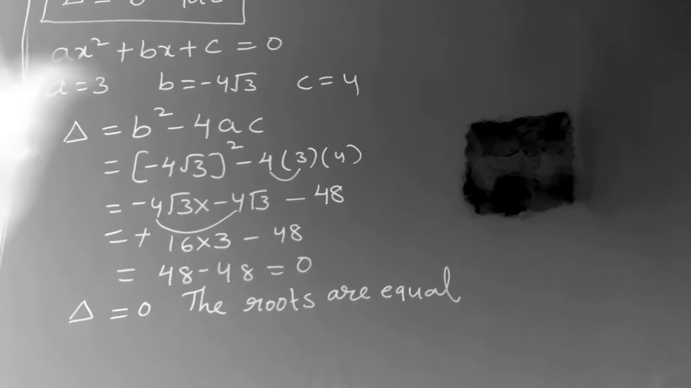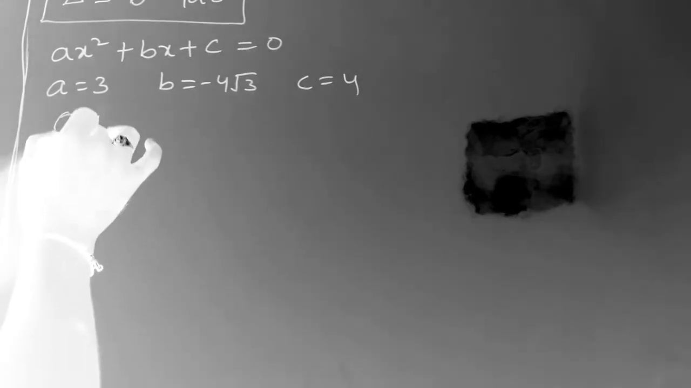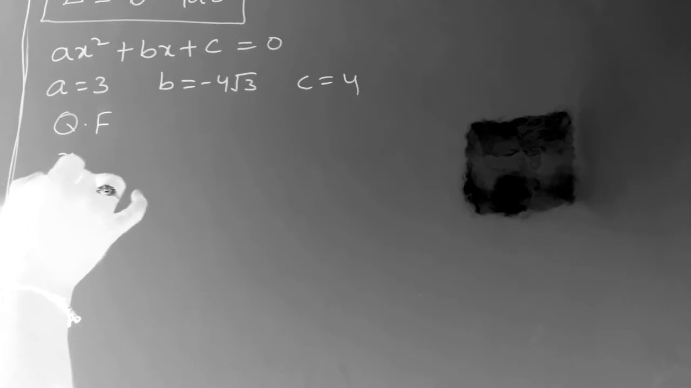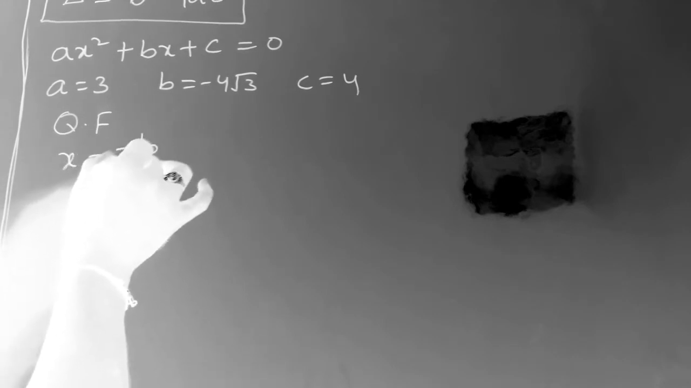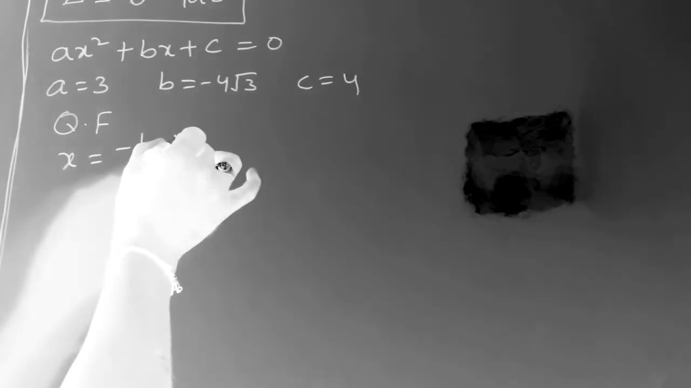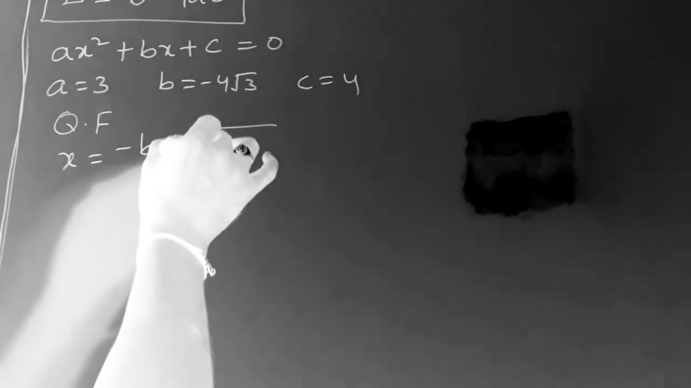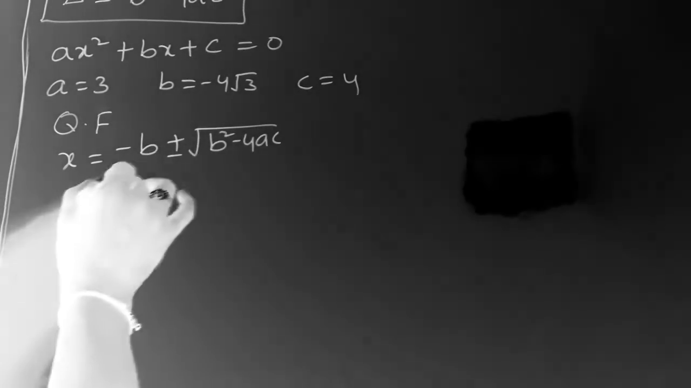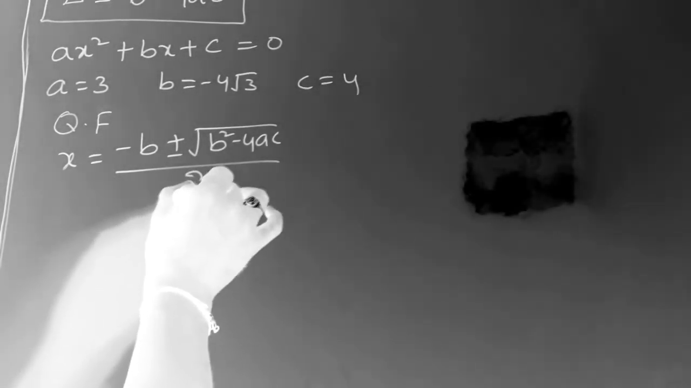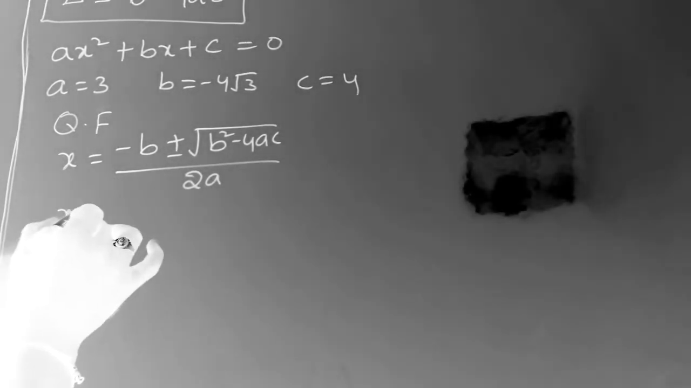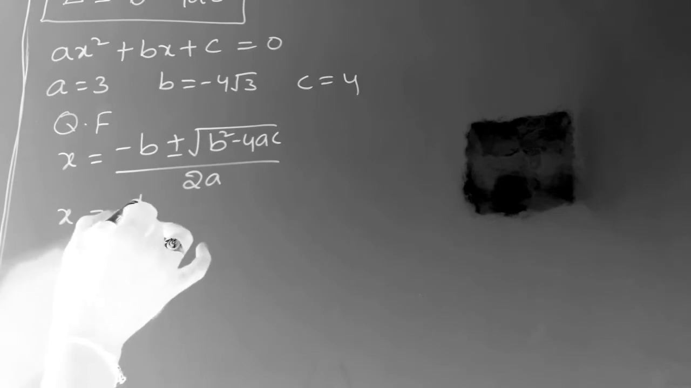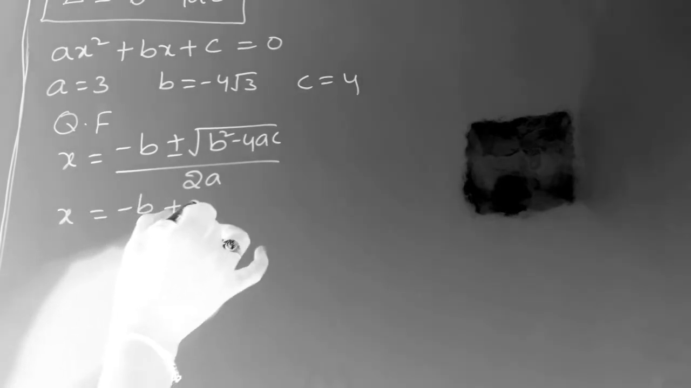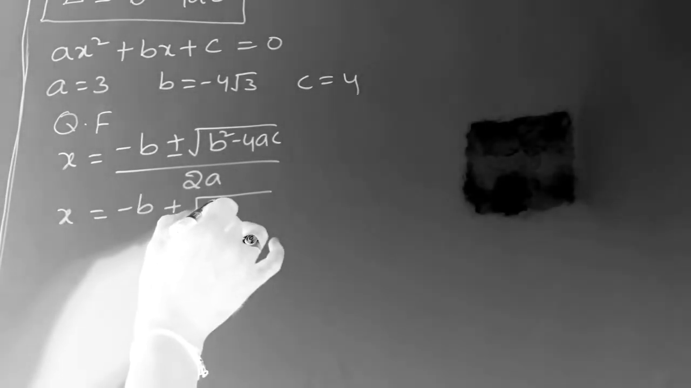Now we will find out the roots. X is equal to minus b plus or minus under root b square minus 4ac by 2a. So just you see here, minus b plus or minus, recently we calculated the b square minus 4ac value, that is 0.